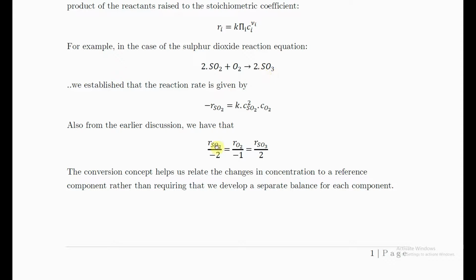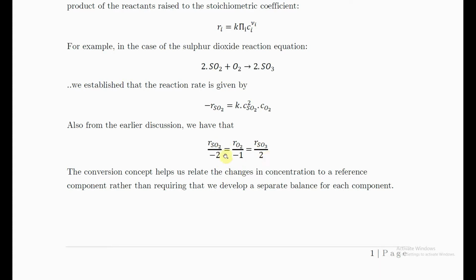So all these rates exist. However, they all refer to the same event. They are all referring to this conversion, the formation of sulfur trioxide by SO2 and O2. So when they refer to the same event, then they are just different ways of observing the same change in the chemicals. And so there must exist a relationship among these three different ways of observing the same thing. And that's the relationship that we have here.